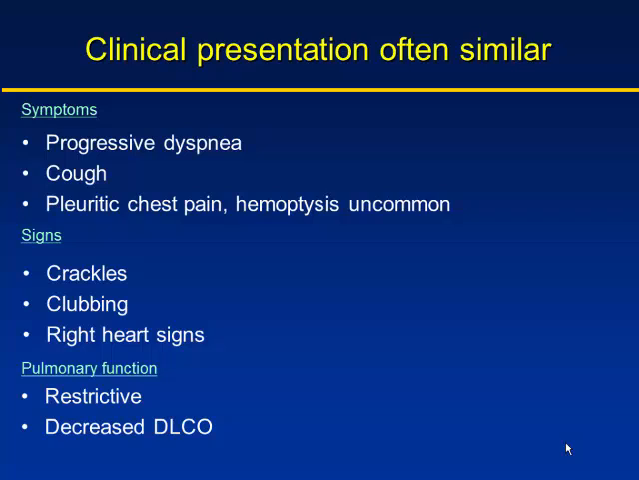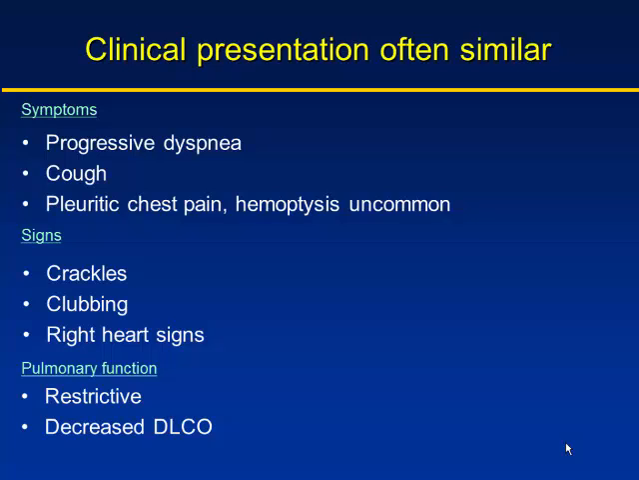But unfortunately, the clinical presentation for all the different ILDs that are out there is quite often very similar. The symptoms, progressive dyspnea, is very common. As I said, a cough. Less common but still present could be pleuritic chest pain, hemoptysis, not as common. On physical exam, it's basically crackles, some clubbing sometimes, and some signs of right heart failure. And PFTs show restriction and reduced DLCO.